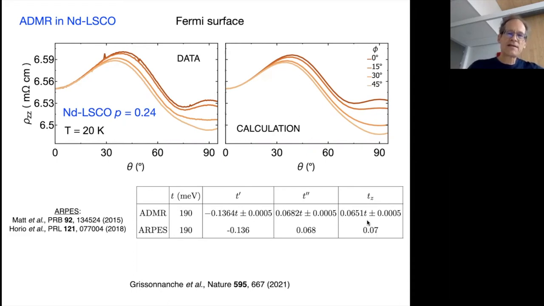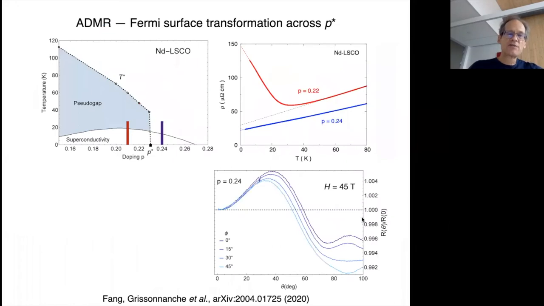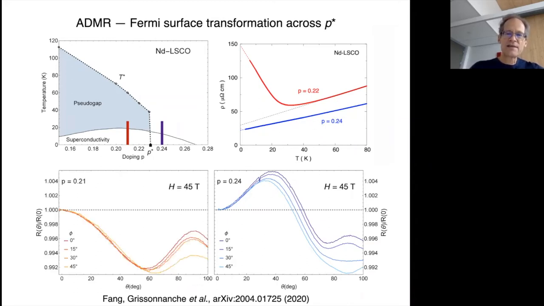Okay, so that's good. Now let's do the comparison. Let's compare right and left with respect to the critical point. This is the ADMR data I just showed you, which corresponds to 24%. And that's the ADMR data just below P star at 21%. So this is, to me, really beautiful. This is before you do any fit or anything, this is just raw data, right?